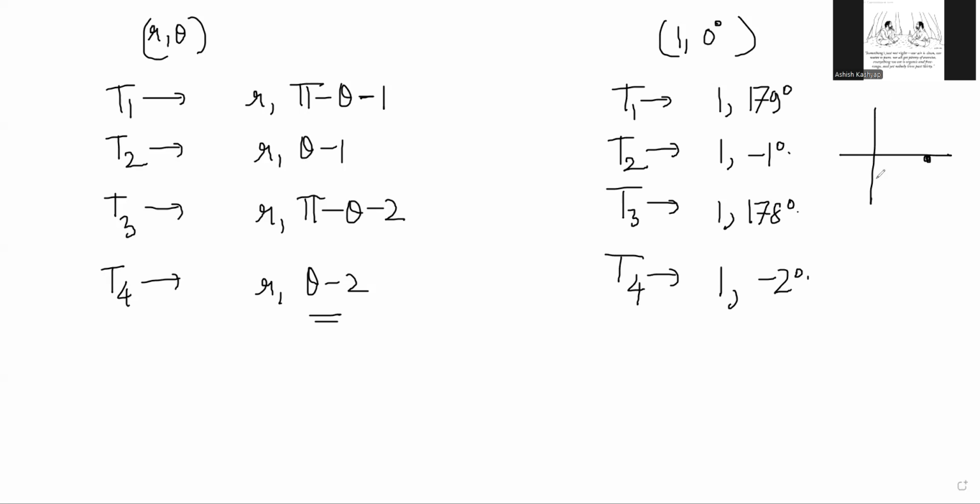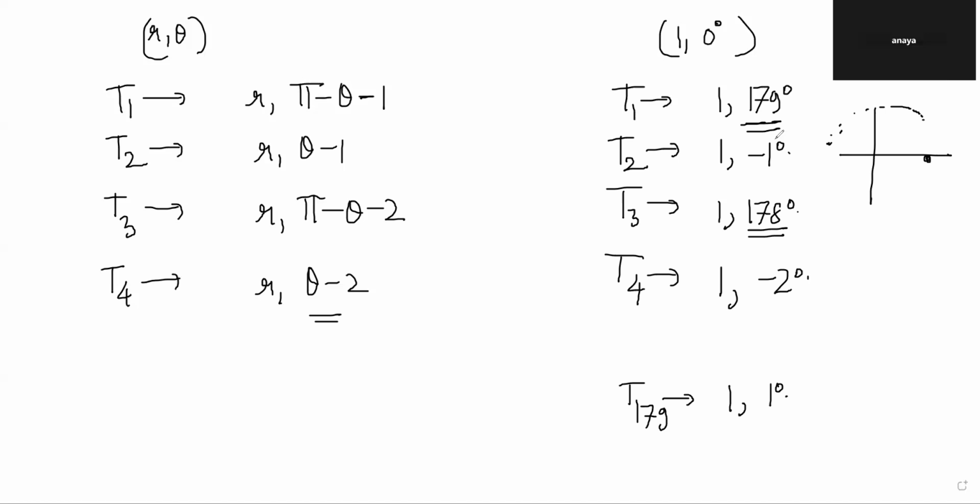So it is obvious that you want to come back to 1 comma 0 again, right? Right. T1 is sending you to 179 degrees, then 178, 177 like this, right? Right. 179, 178, okay. And so basically T179, you can sort of predict will be 1 comma 1 degree. Can you see the pattern? Yes. Right? Right. And T180, notice the odd even number power, what is happening?